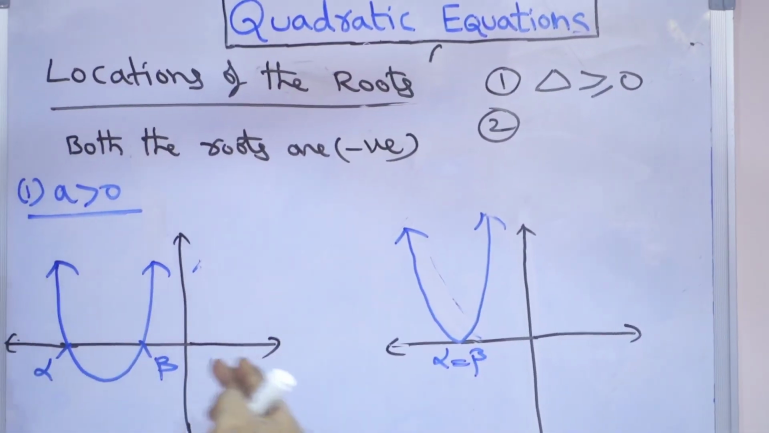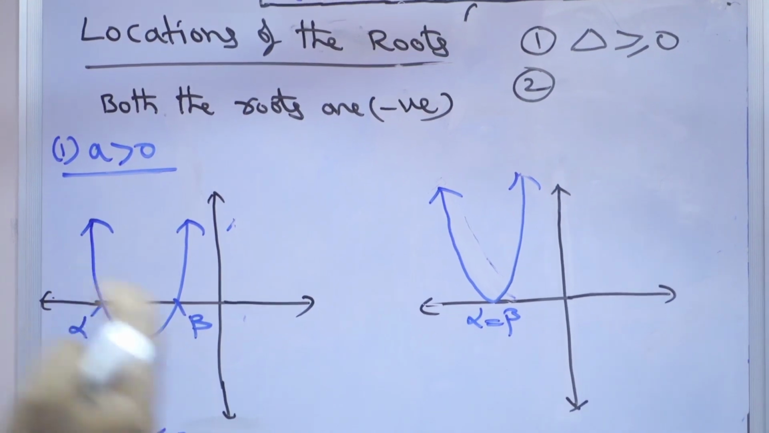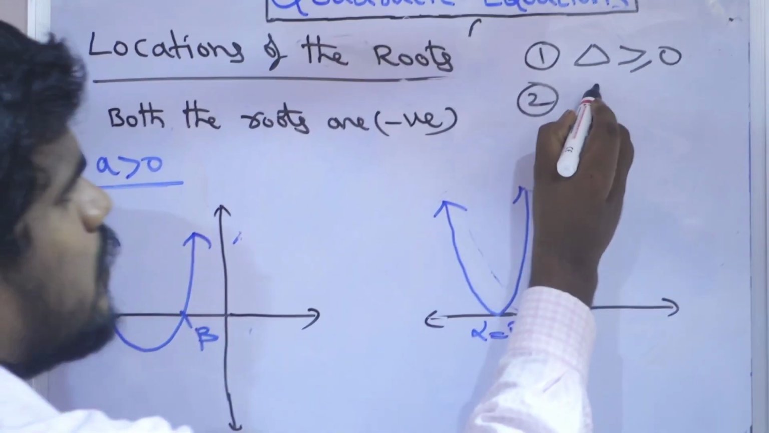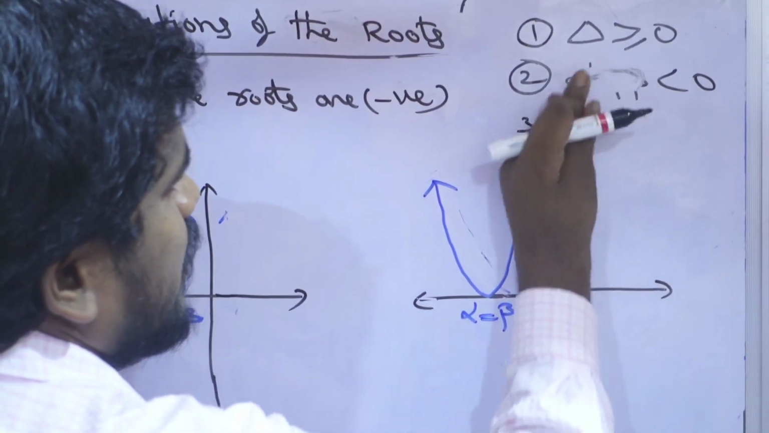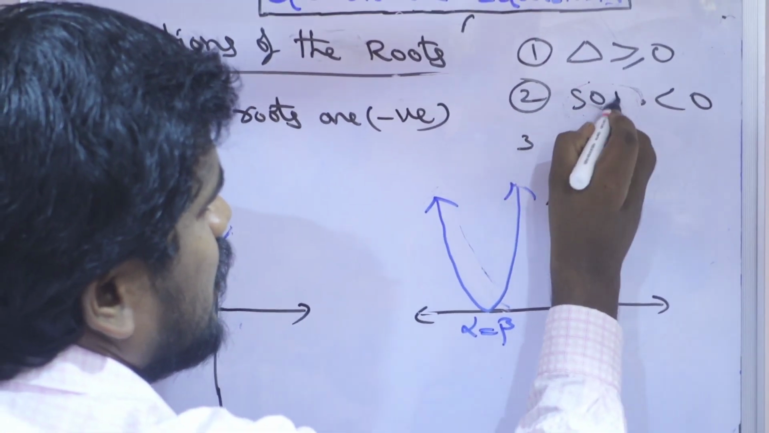So for example, -2 and -3. So -2 minus 3 is -5. So the sum of the roots is also negative. So alpha plus beta is less than 0, which means SOR is less than 0.